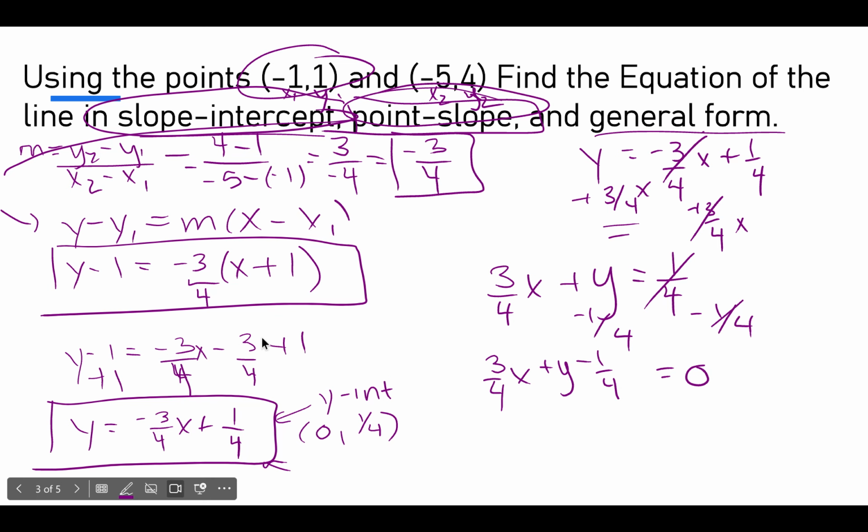And then as mentioned from the beginning, we want our x to be positive. That's why we moved it to the left. We also don't want fractions. So your lowest common denominator is 4. We're going to multiply every term by 4, including the 0, because it's the whole thing. It's just not going to affect it. So the first one will be just 3x, because your 4's will cancel, plus 4y minus 1, because again, for this one, your 4's will cancel, equals 0.